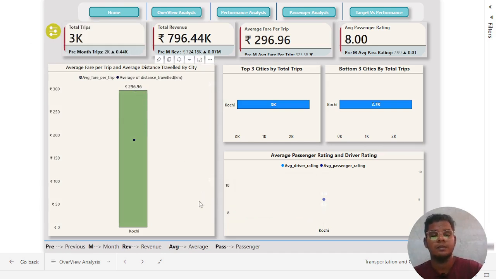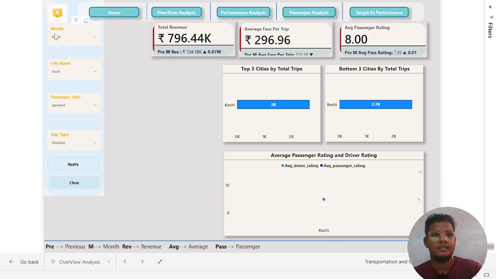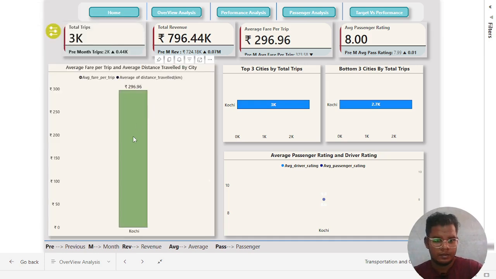So the dashboard is indicating the weekend trips in Kochi in the month of March by the repeated passengers. See, the average distance traveled is 24.18. The fare is 296.96. Sorry, the space is not enough for that visual. I'm very sorry for that. I'll look into that.